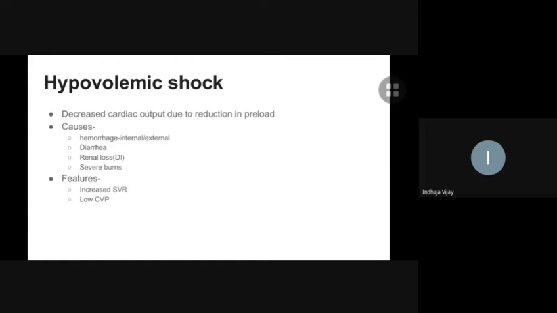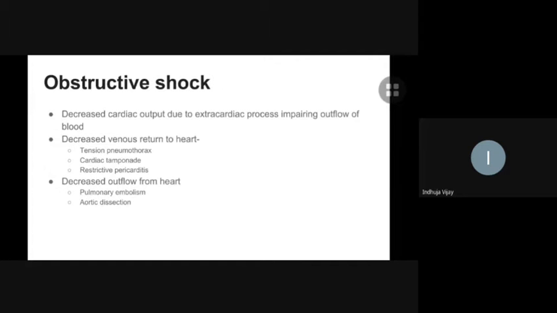Okay, coming to the next type, obstructive shock. Here there is a decreased cardiac output due to an extracardiac process impairing the outflow of blood. So the decreased venous return to the heart will occur in case of tension pneumothorax, cardiac tamponade, and restrictive pericarditis. In tension pneumothorax, there will be a positive pressure which will prevent venous return to the heart.